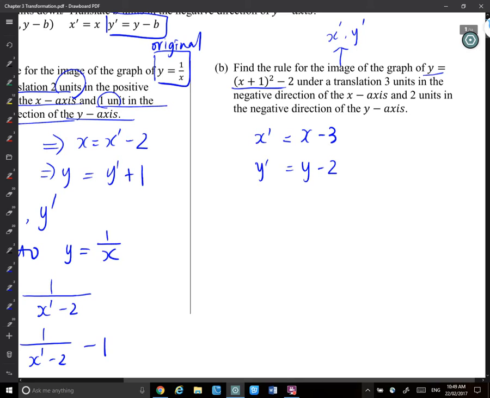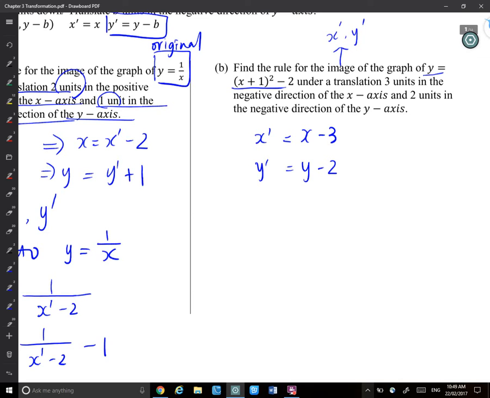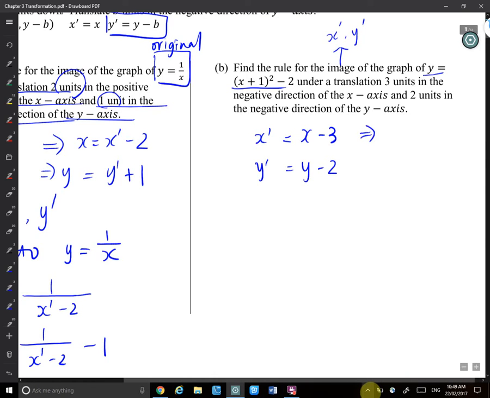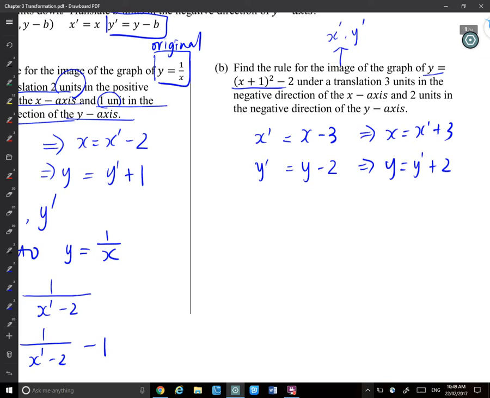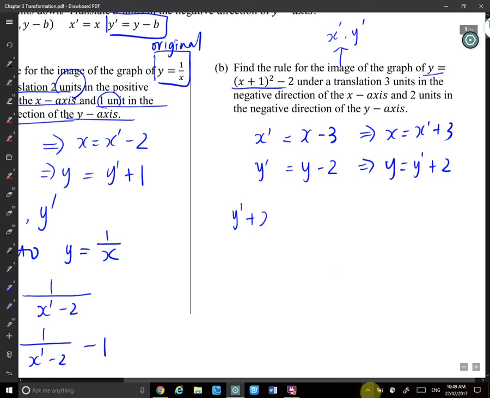Because I want to find x dash and y dash, I need to make x, y the subject in terms of x dash, y dash. Therefore, x will equal x dash plus 3 and y will equal y dash plus 2. Okay, now I can put that back into the equation. So y will be y dash plus 2 equals x. So x equals x dash plus 3.